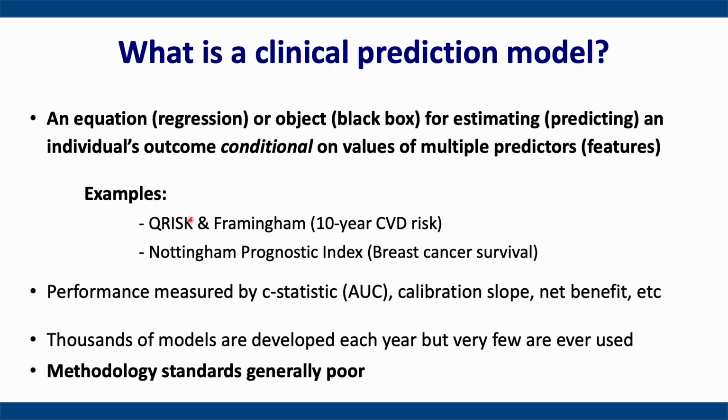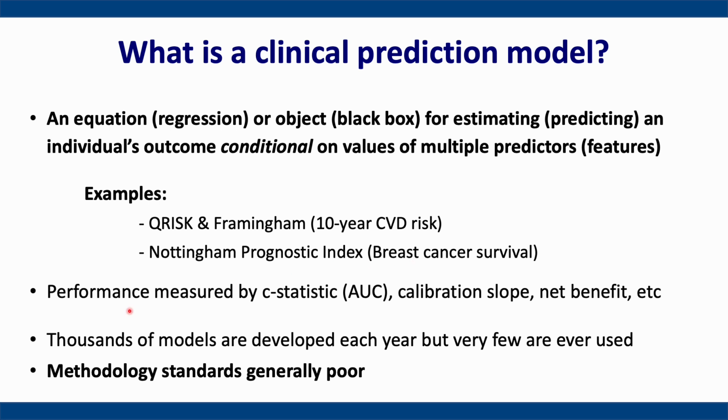For example, when you're about 40 in the UK, you'll have your Q-risk score, and that will tell you your 10-year risk of cardiovascular disease. If that's deemed to be high, then obviously you need to make lifestyle changes. They may even consider putting you on a statin. The Nottingham Prognostic Index is another one that's very well known for breast cancer survival probability.